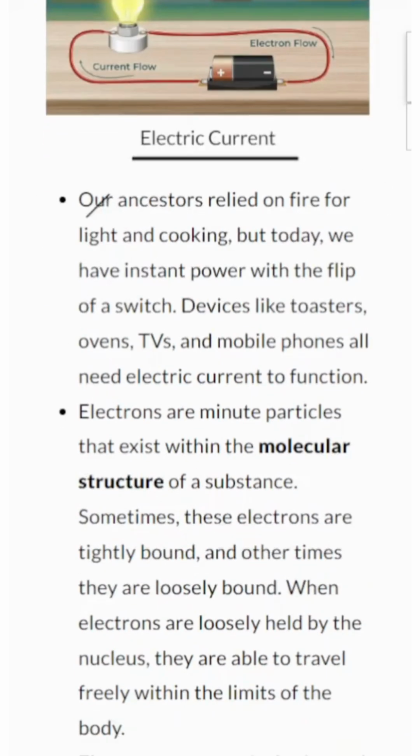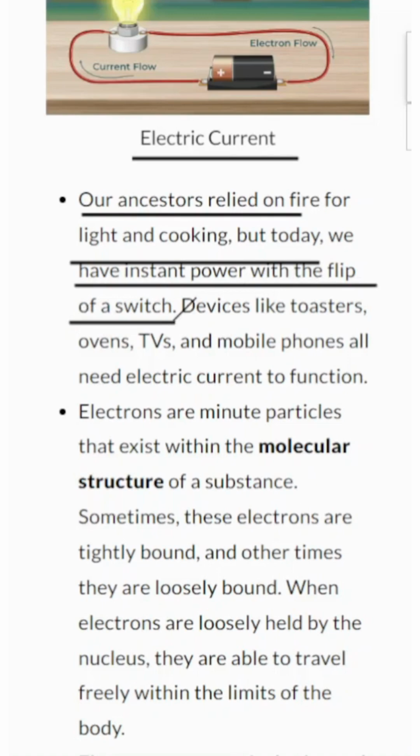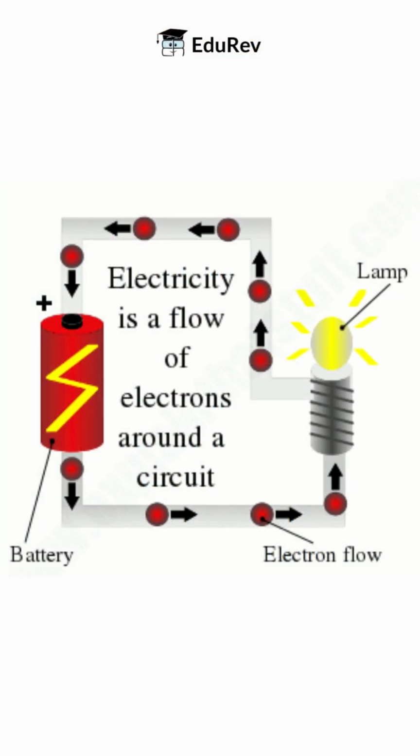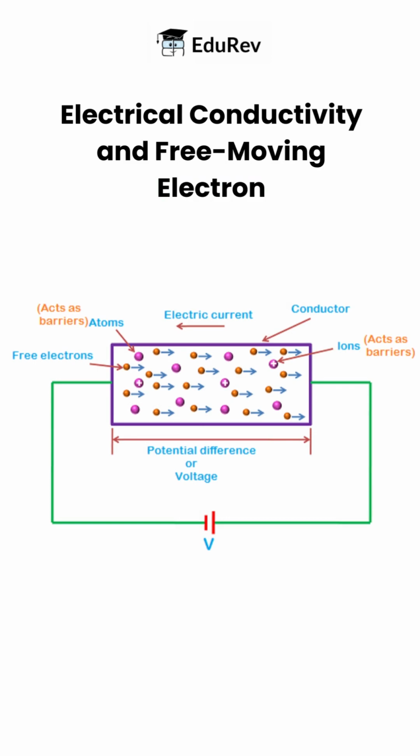Our ancestors relied on fire for light and cooking, but today, we have instant power with the flip of a switch. Devices like toasters, ovens, TV, and mobile phones all need electric current to function. Electrons, tiny negatively charged particles, carry electric current when they move. The ability of a material to conduct electricity depends on the number of free-moving electrons it has. So, remember, not all materials conduct electricity equally well, and it's the movement of electrons that powers our modern world. It's like a magical flow of invisible energy that keeps everything running.